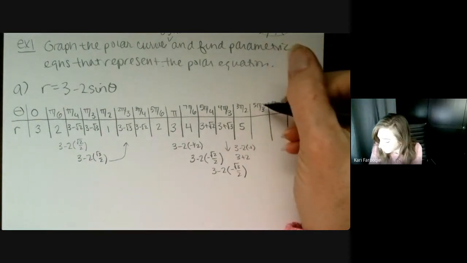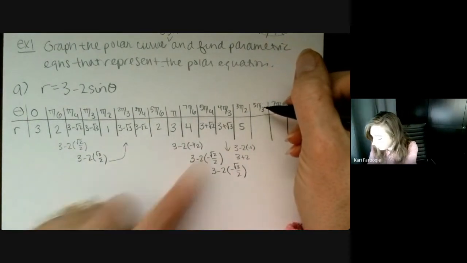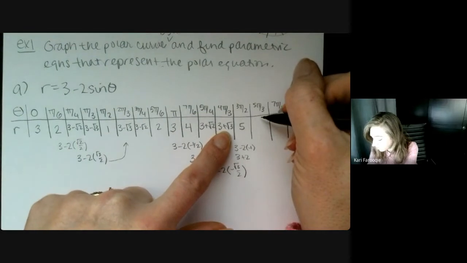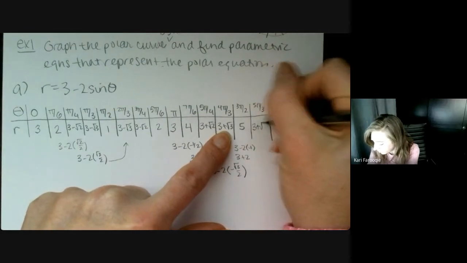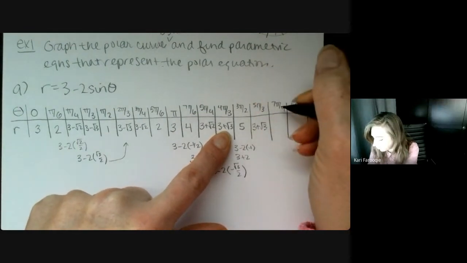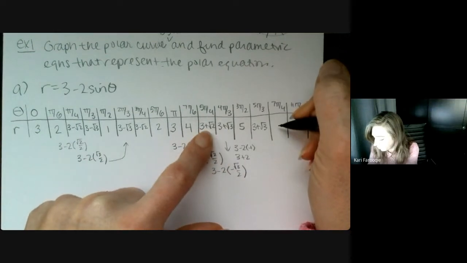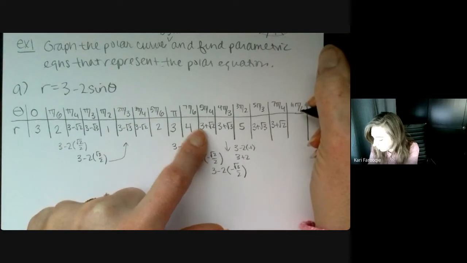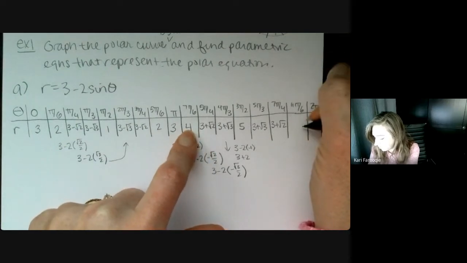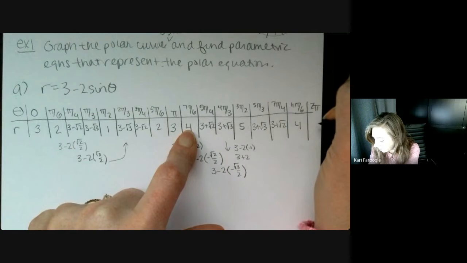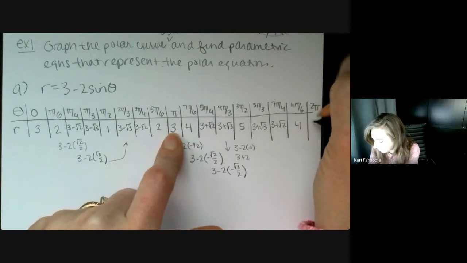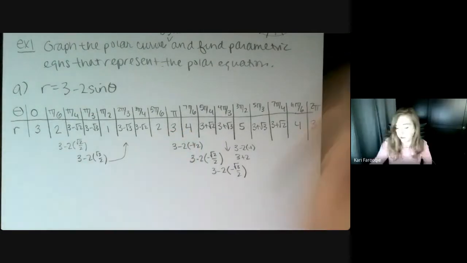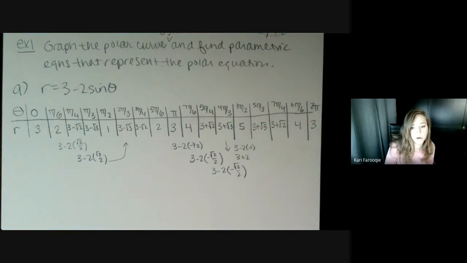So 5 pi over 3 is going to have the same value as 4 pi over 3 because the sine value is the same. And then at 7 pi over 4, you're going to have the same value as 5 pi over 4 because, again, the sine value is the same. 11 pi over 6 will have the same sine value as 7 pi over 6. And at 2 pi, again, you're going to get 3 because the sine of 2 pi is, once again, 0.